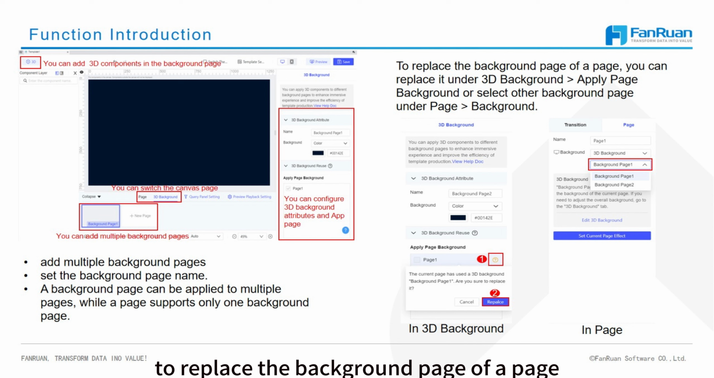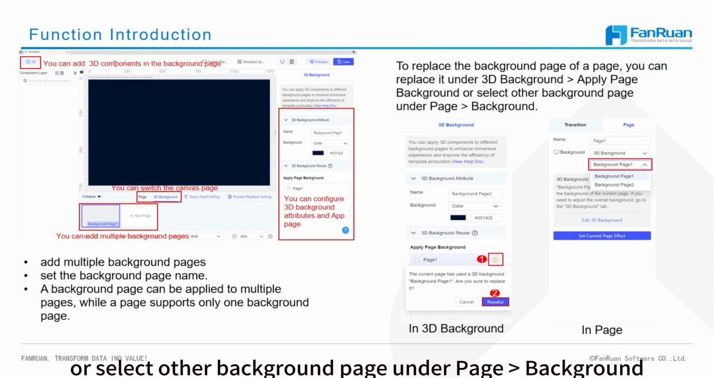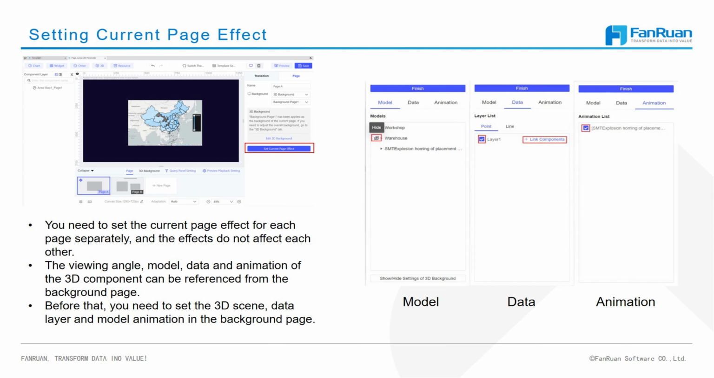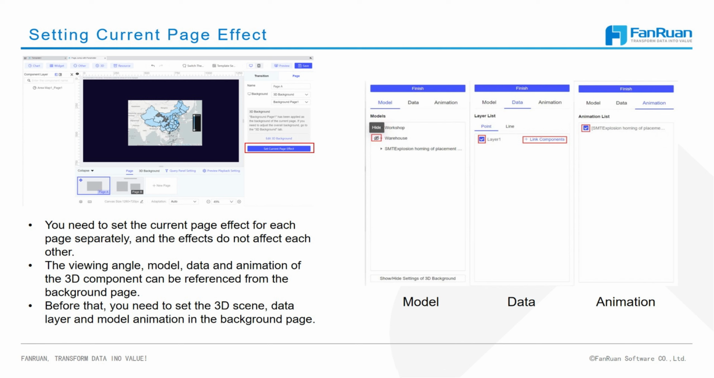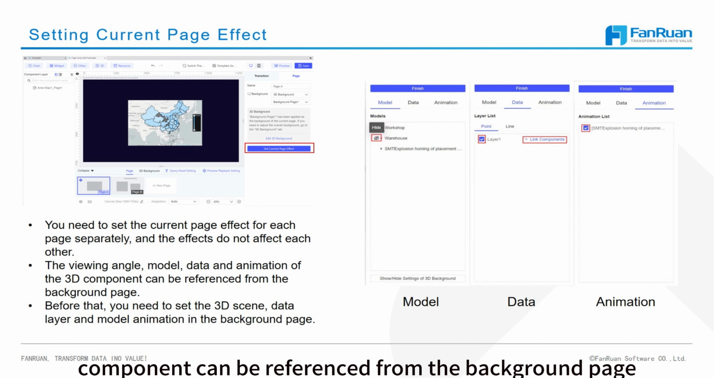To replace the background page of a page, we can replace it under 3D Background, apply Page Background, or select Other Background Page under Page Background. The last and most important setting is the effect on the current page. We need to set the current page effect for each page separately, and the effects do not affect each other. The viewing angle, model, data, and animation of the 3D component can be referenced from the background page.